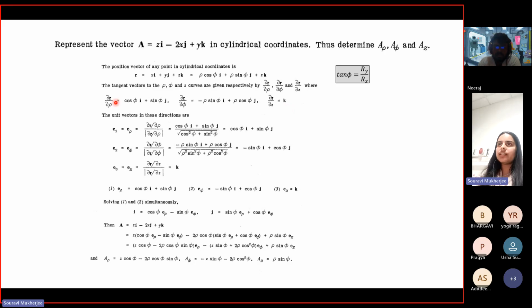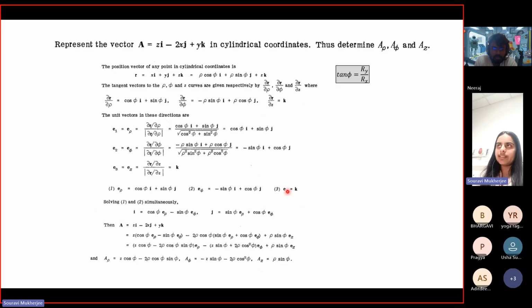The magnitude of this factor is your scale factor. So this comes out to be 1, this comes out to be rho, and this is also 1. When you divide these vectors by the magnitude, what you end up getting is the unit vectors in the direction of rho, phi, and z. That means this is your rho cap, this is your phi cap, and this is your z cap. Now you can solve these relations to write i cap and j cap.